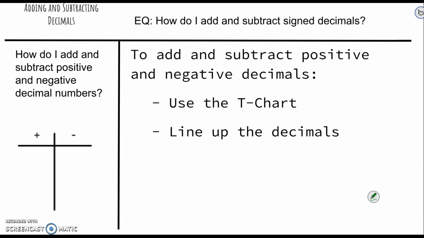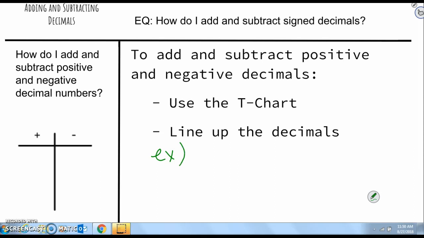For example, if we have the problem 325,000 plus negative 7. To use a T-chart, we're going to put our positive number on the positive side of our T-chart, and we will put our negative number on the negative side. Since we have a negative 7, we're going to add 3 decimal places behind it. When adding or subtracting decimals, we're going to bring over our smaller number to the opposite side of our T-chart.